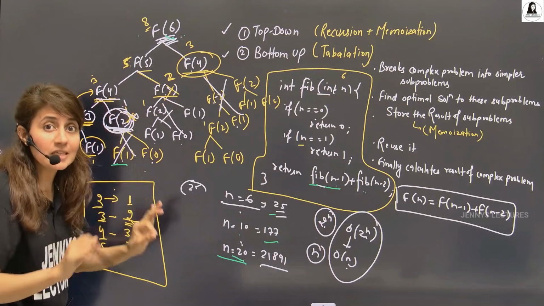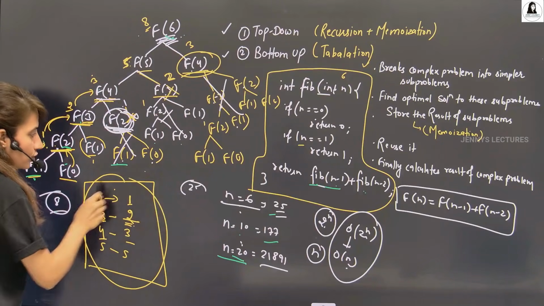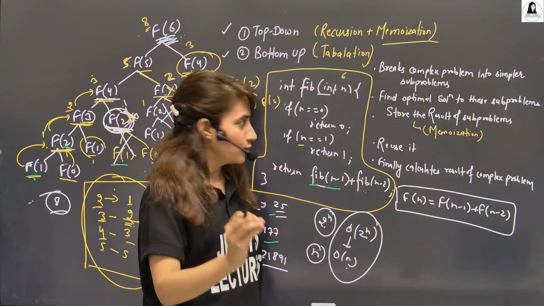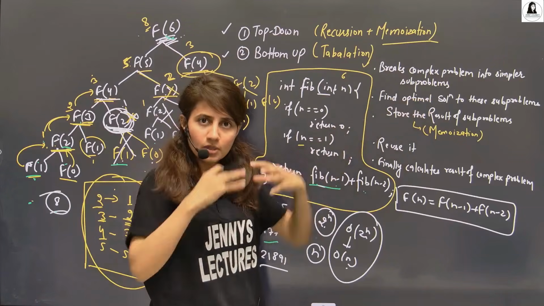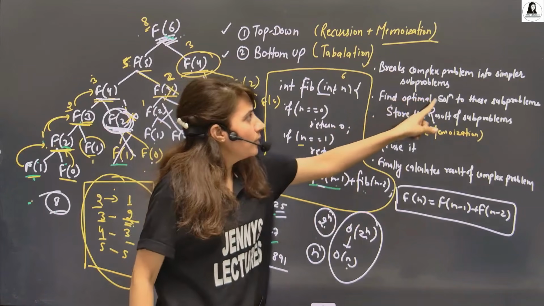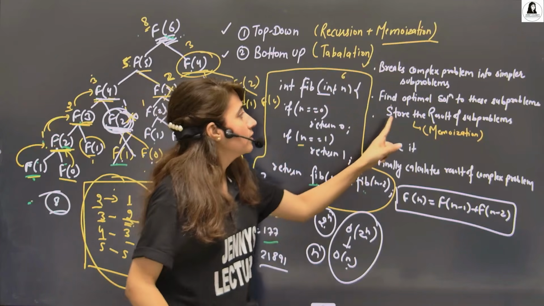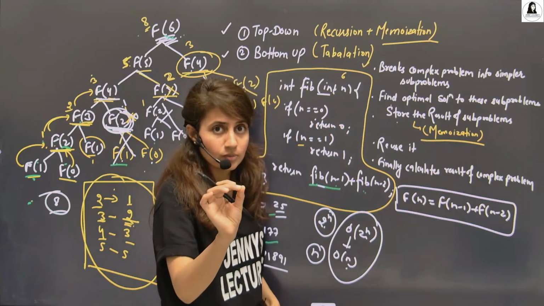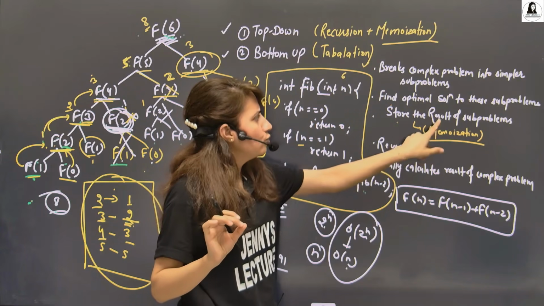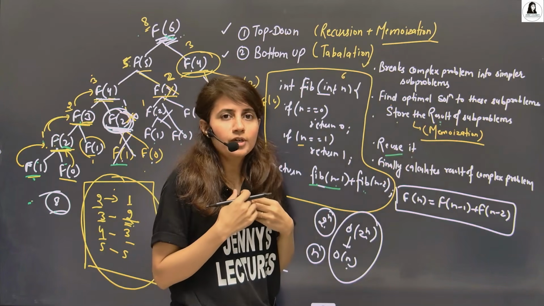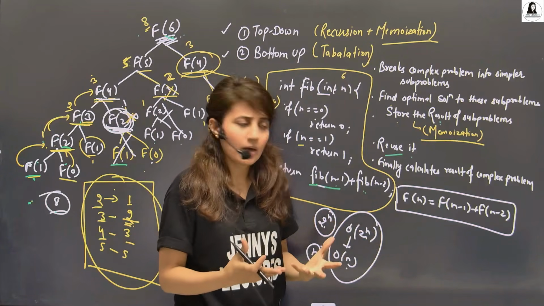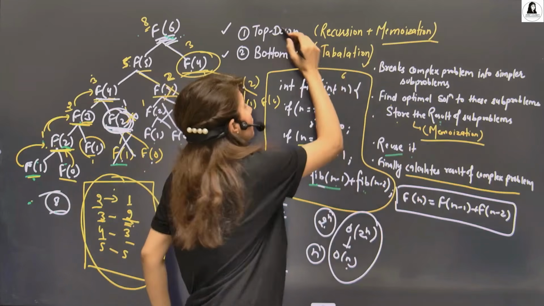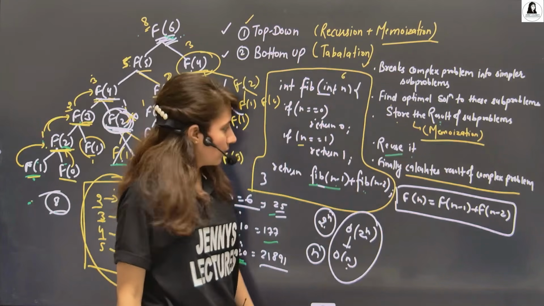We are using recursion plus storing values. The values we are storing, this is known as memoization. So we break the complex problem into simpler subproblems whenever required, find the optimal solution to these subproblems, and store the result of these subproblems. This step is known as memoization. Now we can reuse this result whenever we need, so that we don't need to compute the subproblems again and again. Finally, we calculate the result of the complex problem. These are simple steps. So that is the first approach, the top down approach.